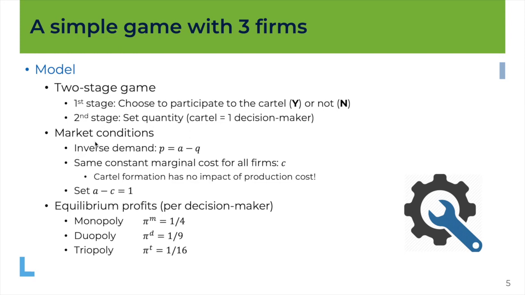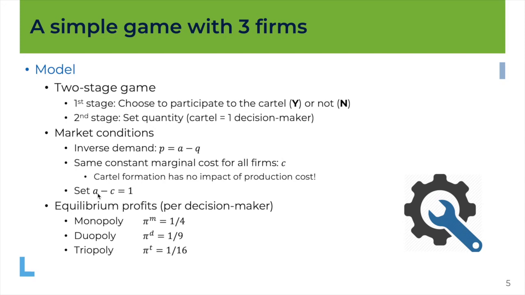Let's assume that the market conditions are as follows. The inverse demand is given by this linear function, P is equal to A minus Q. And we assume that all firms are the same in the sense that they have the same marginal cost, which is constant, and which we call C. It's important to remember that when firms are in a cartel, they just coordinate the decisions, but there is no effect on their production costs. So the cartel will be seen as one firm with the same marginal cost, C.